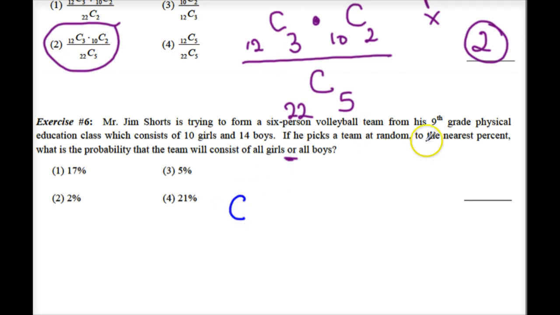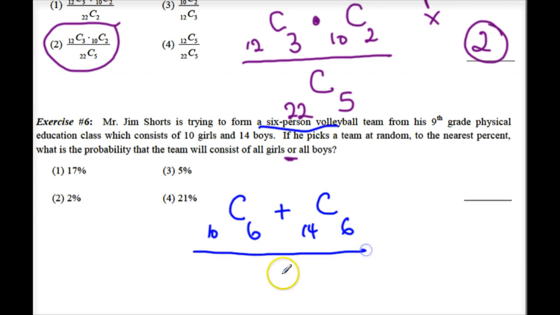Probability of getting all girls. How many girls are on this team? So it will be 10 choose 6 because he wants to get a 6-person team. Plus, there are 14 boys and we're choosing 6. Over, what's the possibility here? What is the total of the 2? There are 24 of them and I'm choosing 6.